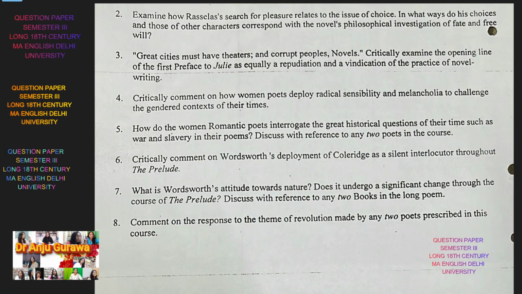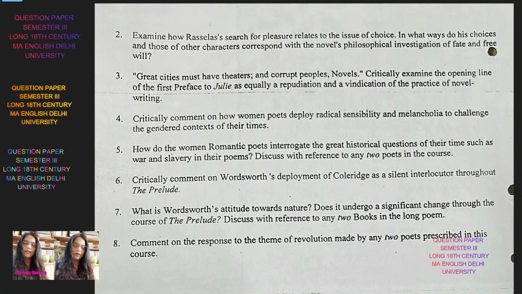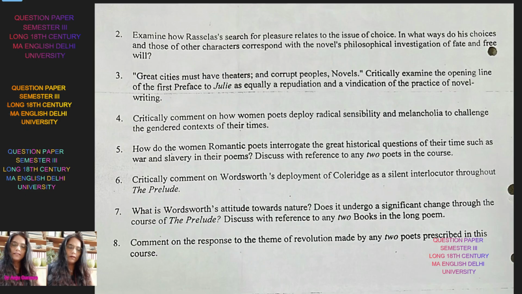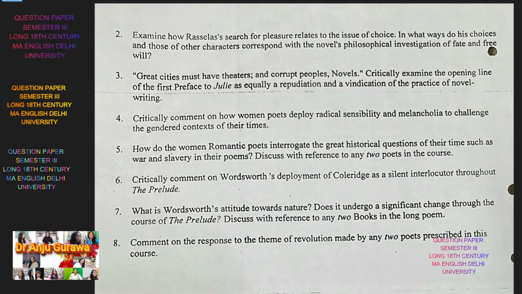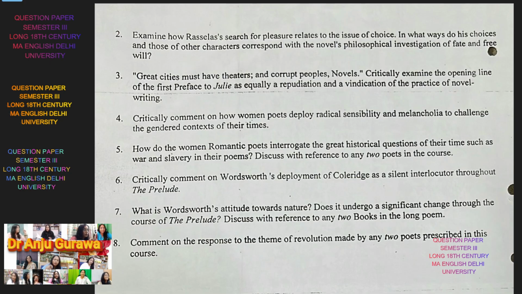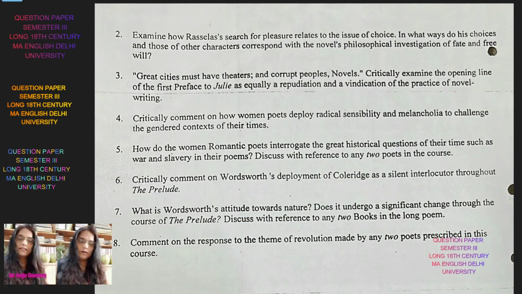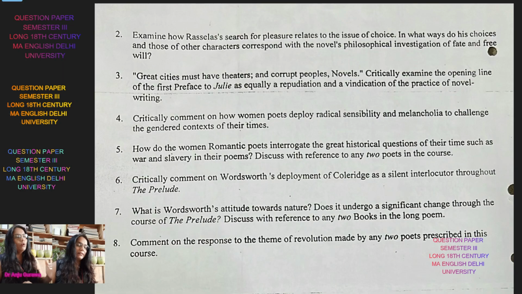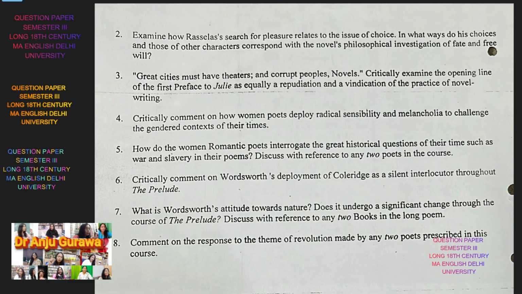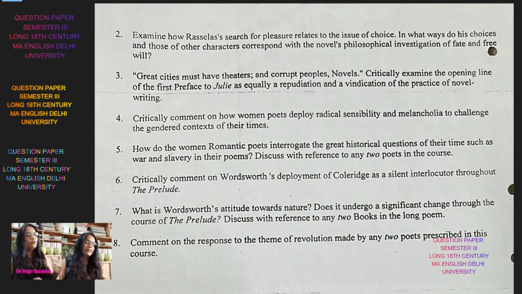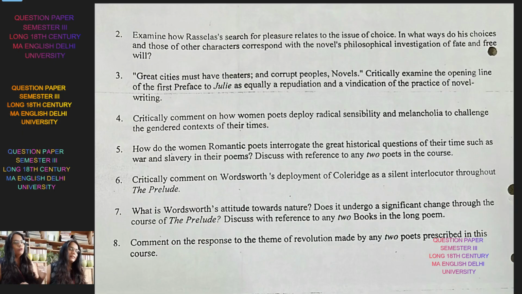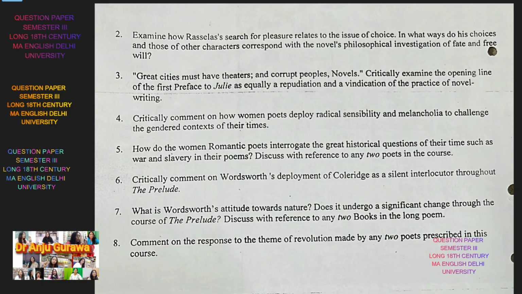And one more thing I tell you, which if you understand properly, see, all these texts, in one question Prelude is taken, in another question Julie is there, then Rasila's is there. So 3 units we have covered. And then any two poets, how do the women romantic poets interrogate the great historical questions of the time, such as war and slavery? So any two poets, if you are covering 3 or 4 units, and somewhere you find that 2 units are okay, you are more comfortable with the 2 units. So there is always one question which you can actually attempt. It's a kind of general question which you can attempt.